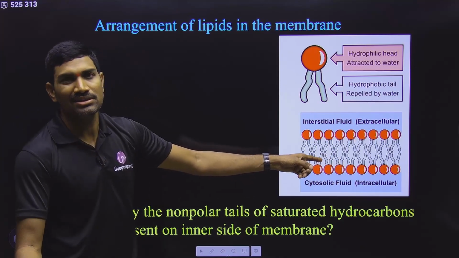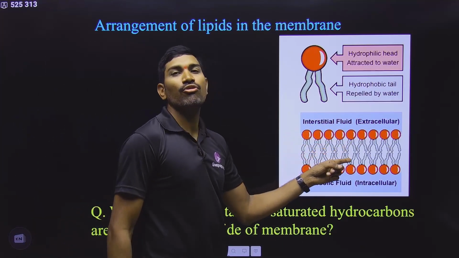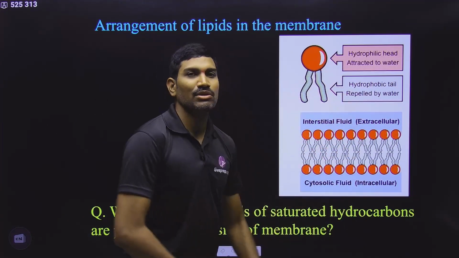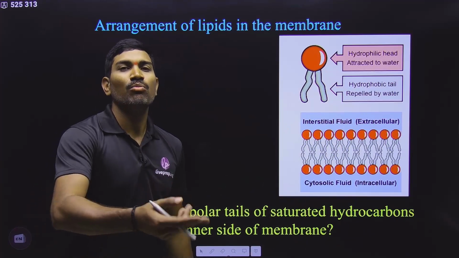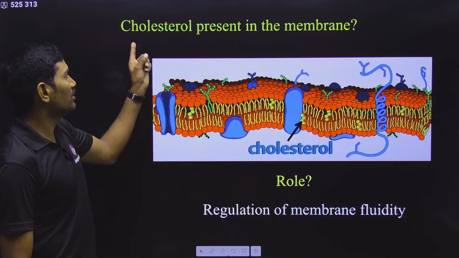Why are non-polar tails of saturated hydrocarbons present on the inner side of the membrane? This is the assertion reason type. They are present on the inner side. What is the reason? They are hydrophobic in nature. If they are present on the inner side, they can stay away from the water and avoid contact with the water, so that they can give more stability to the membrane. That is the reason. So assertion reason wise, you need to see it like that also.